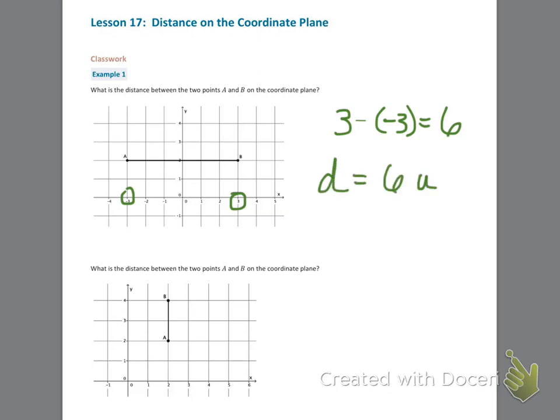Okay, and down here, down below, between A and B here, it's a vertical line. I can count spots or I can subtract. And the distance is 2 units, correct?